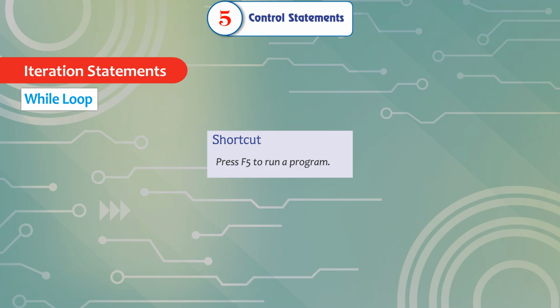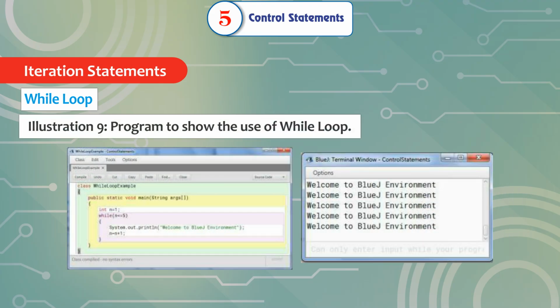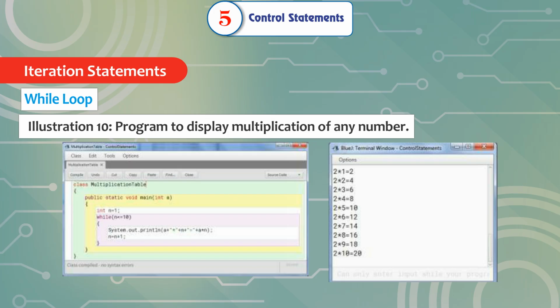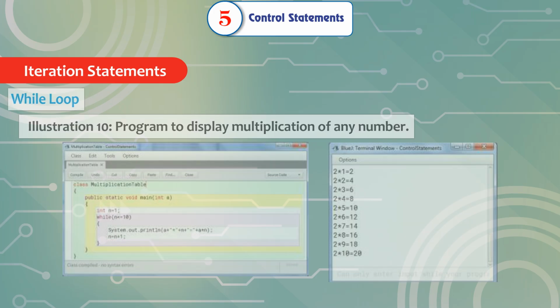Shortcut: press F5 to run a program. Illustration 9. Program to show the use of while loop. Illustration 10. Program to display multiplication of any number.